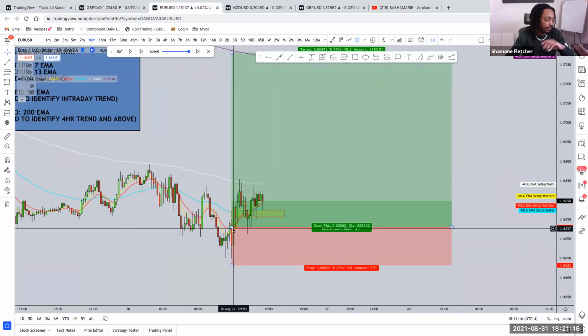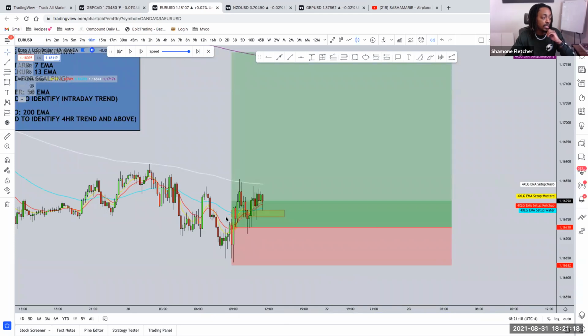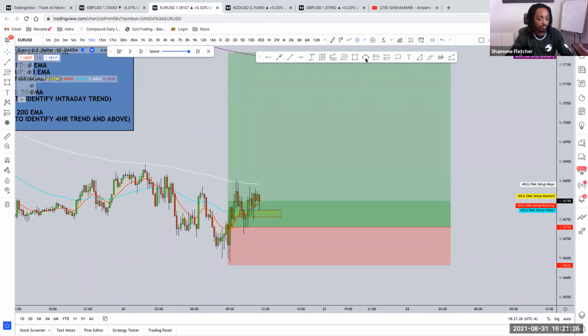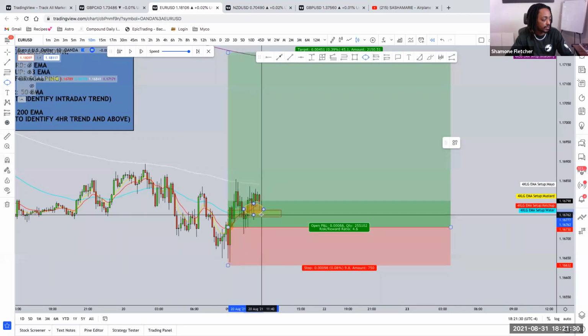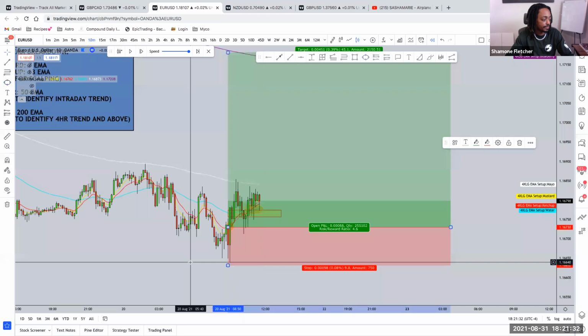So we have one entry based on the original cross. We now see that price is above the 50 EMA. So what do we do above the 50? All right, we buy. So I'll mark this one as our second entry.